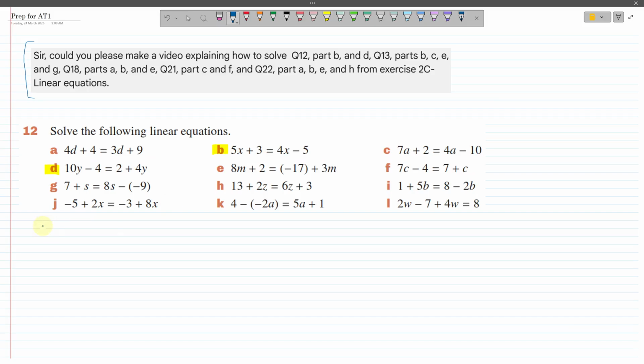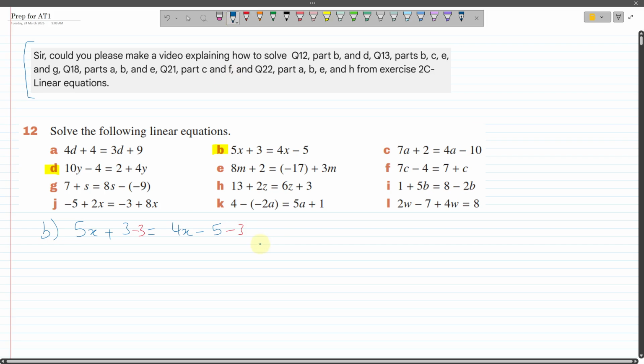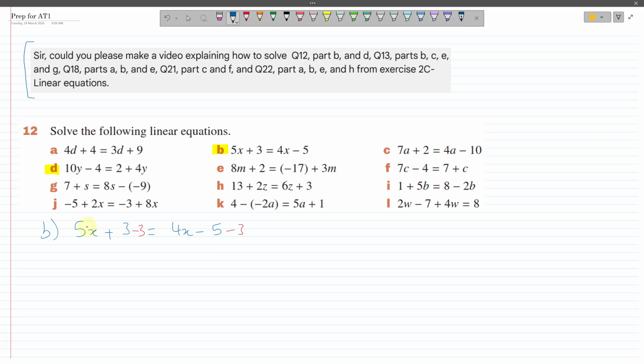5x plus 3, I'll do b first. 5x plus 3 is equal to 4x minus 5. Okay, I can add and subtract any type of term that I want from either side as long as I do it to both sides. So for example, if I wanted to, I could add 1 on both sides, or I could do minus 3 on both sides, for example. Note that I've put in a minus 3 on both sides. That's in essence what we are doing. So what happens?